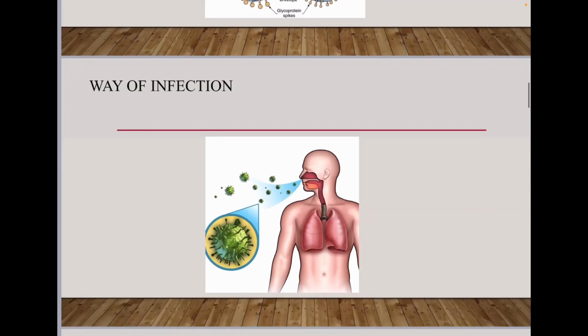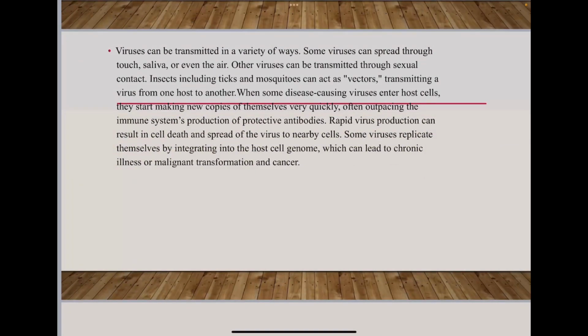Ways of infection. Viruses can be transmitted in a variety of ways. Some viruses can spread through touch, saliva, or even the air. Other viruses can be transmitted through sexual contact. Insects, including ticks and mosquitoes, can act as vectors, transmitting a virus from one host to another.